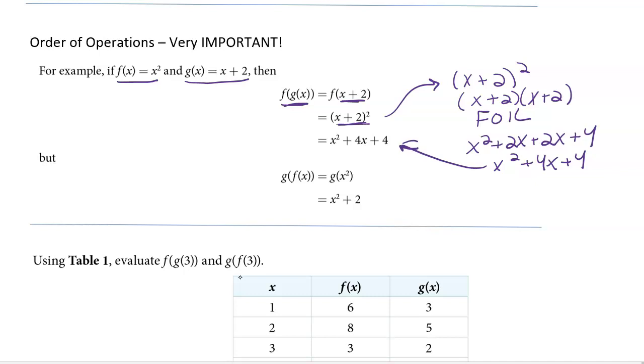The second part here is where they're doing g of f of x, and they're putting the f of x function, which is x squared, inside of the g function, and that gives us a result of x squared plus 2. Okay, so order of operations is very important. As you can see, what we got here for f of g of x is totally different than what we got when we did g of f of x. So be very careful that you're following the correct process for putting one function inside the other, and that you do not get the order interchanged.